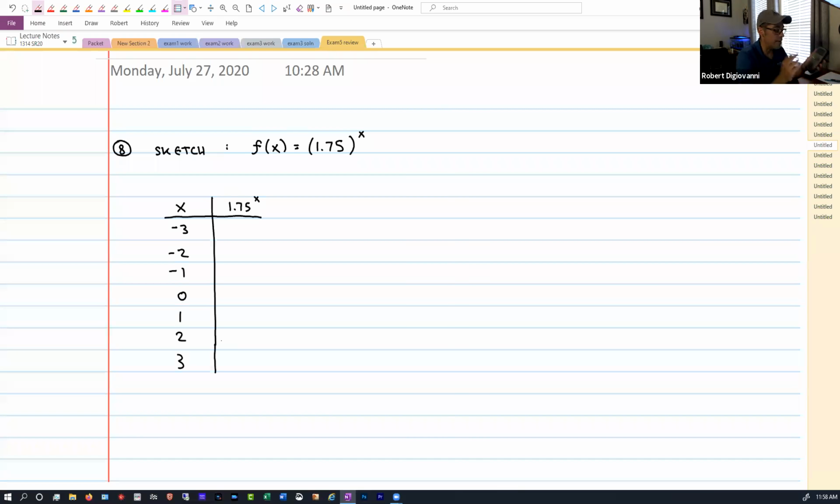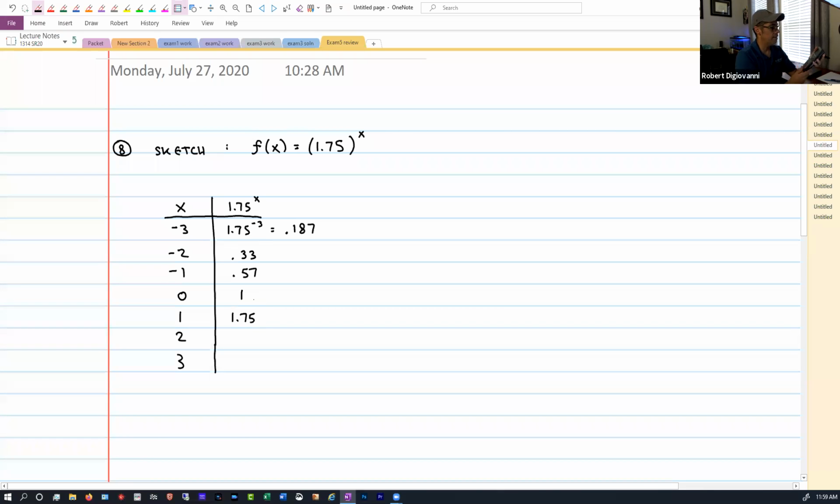So this is where you're going to get on your calculator, and you're going to make sure that you can do 1.75 raised to the -3. So I'm doing 1.75 raised to the -3, and on my calculator, I get 0.187-ish. Then I'm going to do 1.75 raised to -2, and I get 0.33. Then 1.75 raised to -1, I get 0.57. And then anything raised to the 0 is 1. And 1.75 raised to the 1 is 1.75.